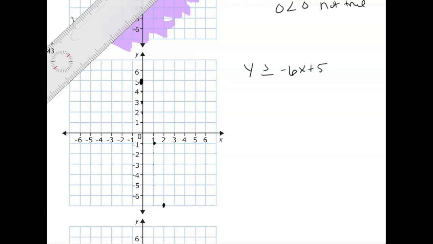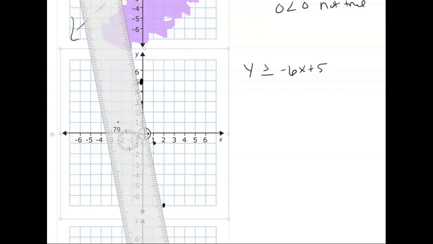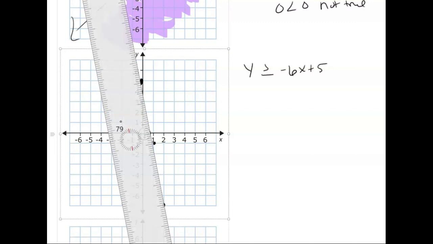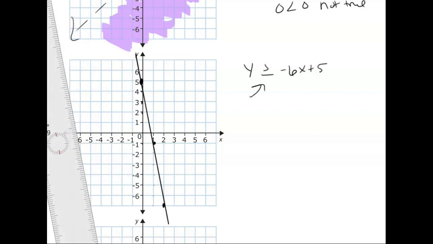All right, now I'm going to take my ruler. I'm going to attempt to line this up, which is trickier than it appears, to be honest. All right, now look at this guy. Now I have an equal to sign. The equal to means I want all of the values on the line as well. So this time I'm going to have a solid line.